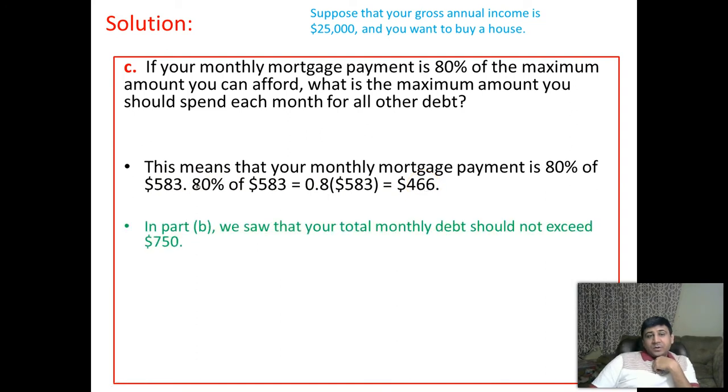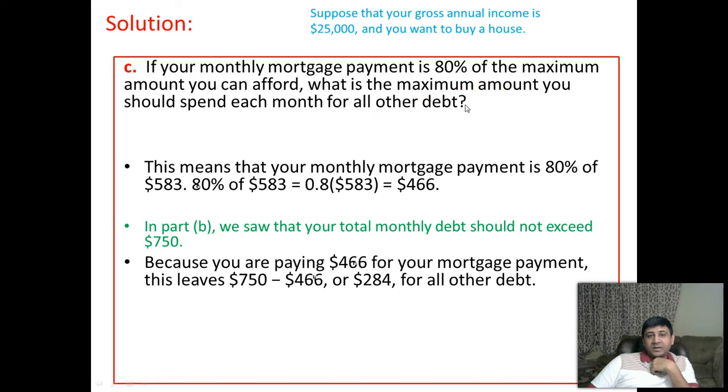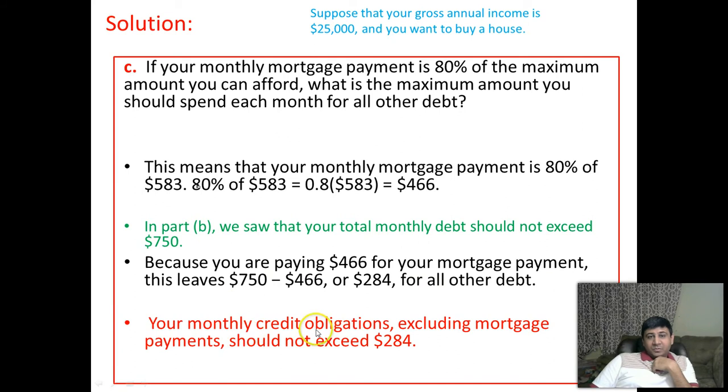Okay, so in part B, we saw that our total monthly debt should not exceed 750. So the difference is what we can take for all the other debts. Because you are paying 466 for your mortgage, this leaves 284 for other debts. So your monthly current obligation, excluding mortgage payment, should not exceed $284. Okay, all simple. Just have to pay attention. Sometimes it's just twisted around, but simple calculations.